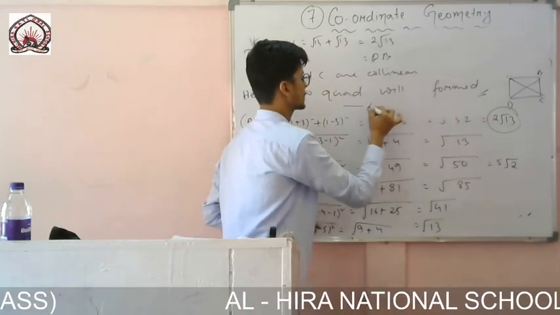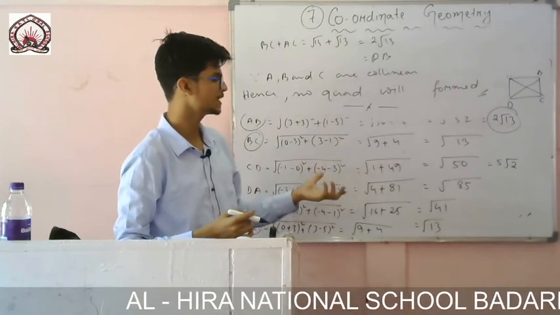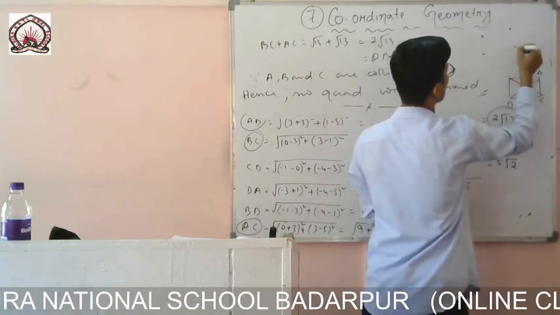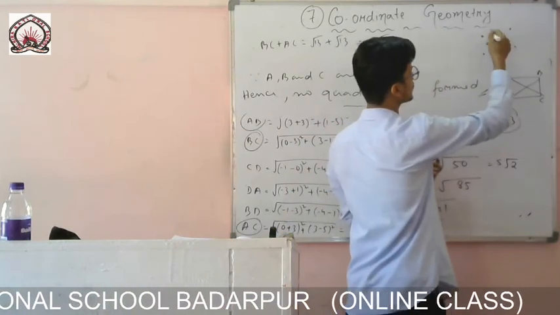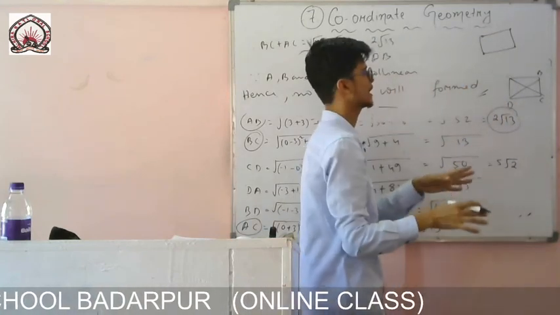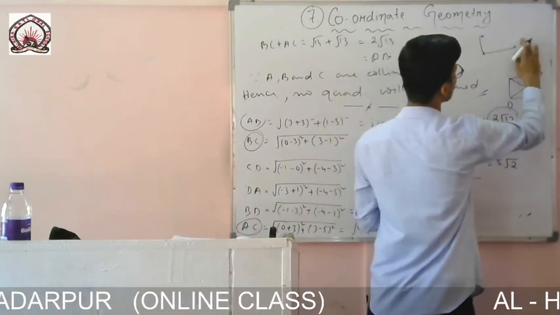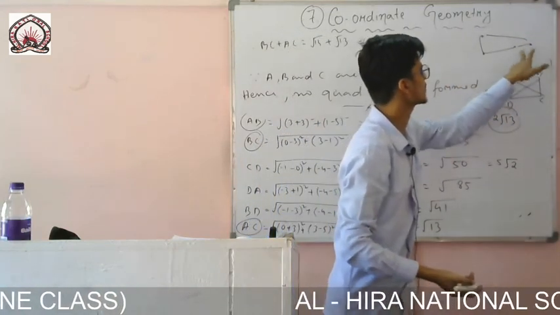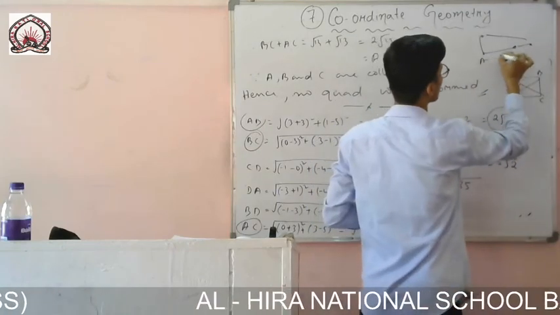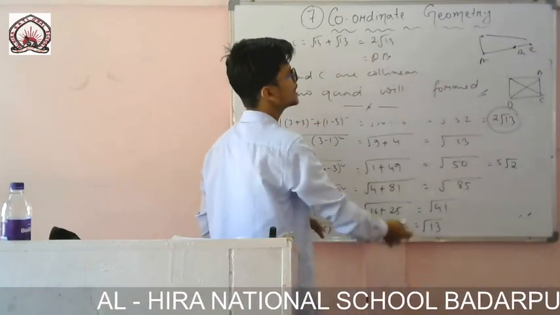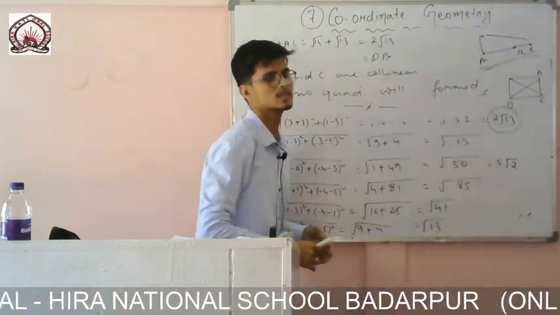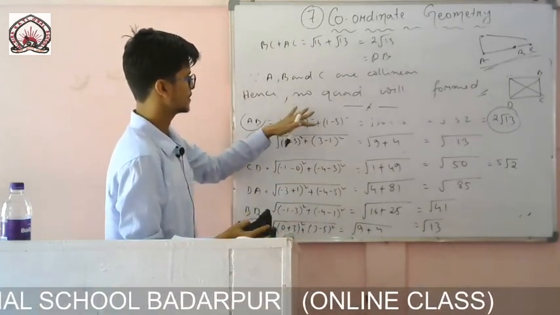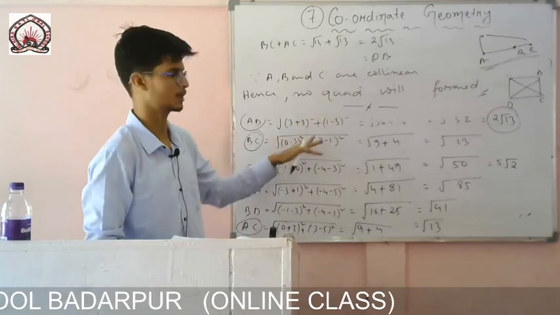Again let me say, in the case of a quadrilateral, 4 points form a quadrilateral. We need 4 points to form a quadrilateral, so it may be a square, it may be anything. But if 3 of them are on the same line, then how will they form a quadrilateral? We have found here that A, B and C are collinear, they are on the same line. So if 3 points are on the same line, then how will they form a quadrilateral? That's why this is a special case, so it will not form any quadrilateral.